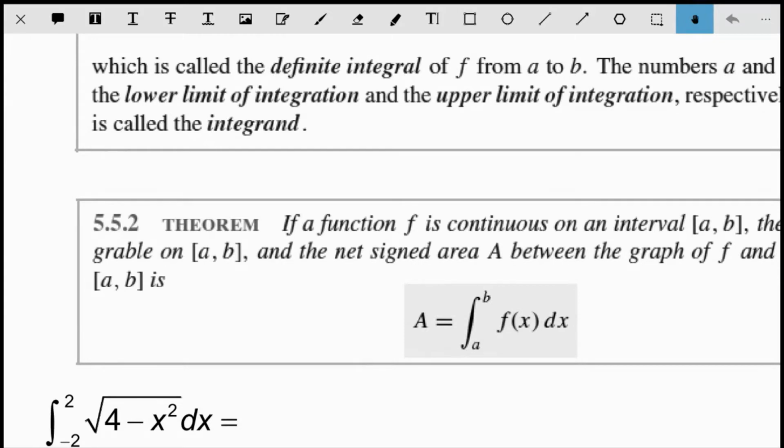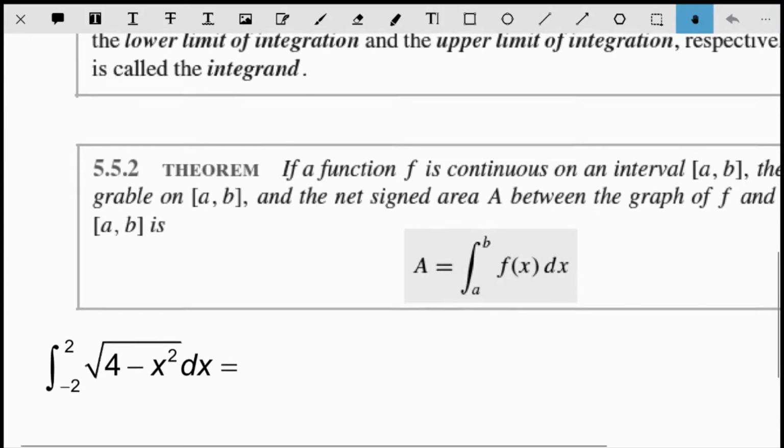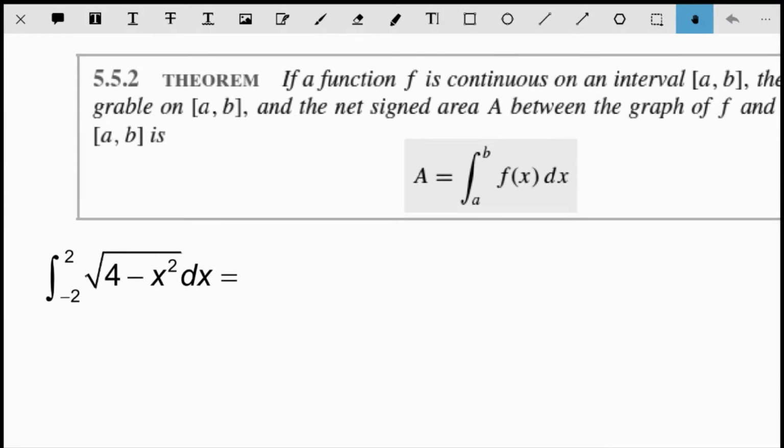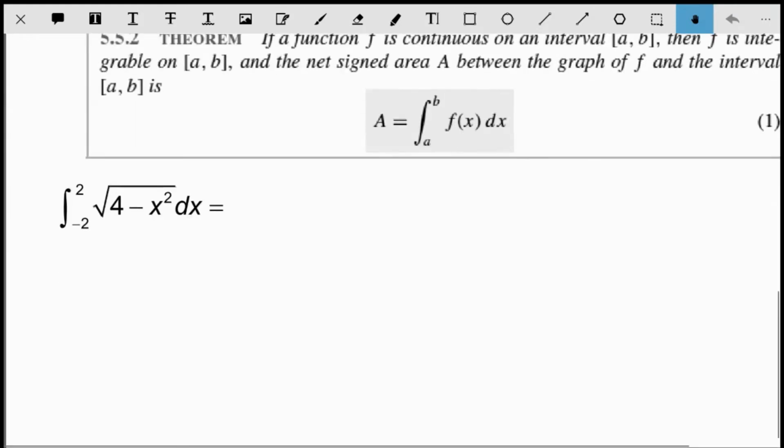In terms of calculating these, essentially what we're saying is that if we can find the area between our function and the x-axis, that's going to be a representation of the integral value. And when our area is all above the x-axis, all we really have to do is calculate the area. The problems you're going to see today are going to be a lot like this. We've got an integral from -2 to 2 of the square root of 4 minus x squared dx.